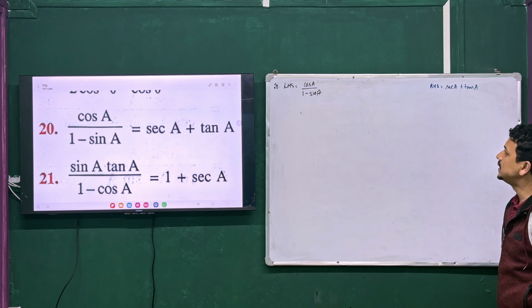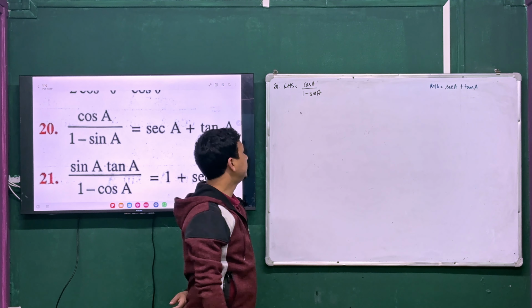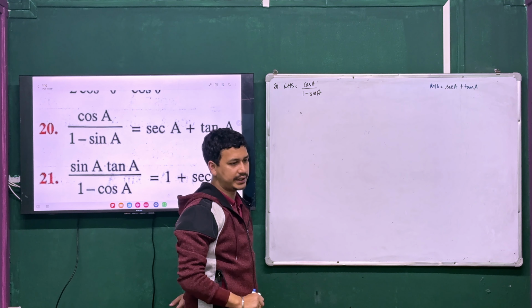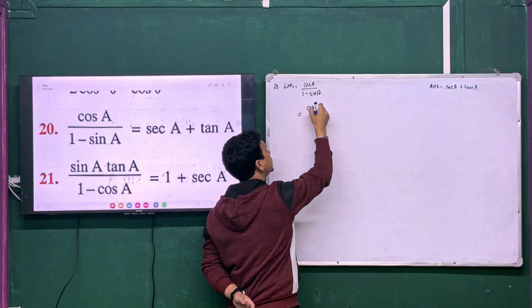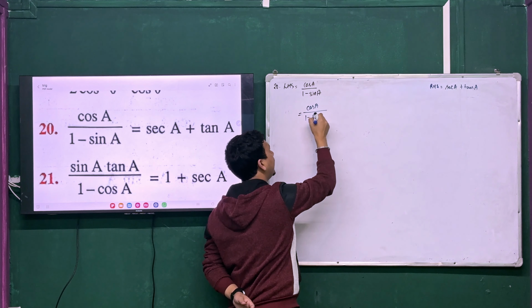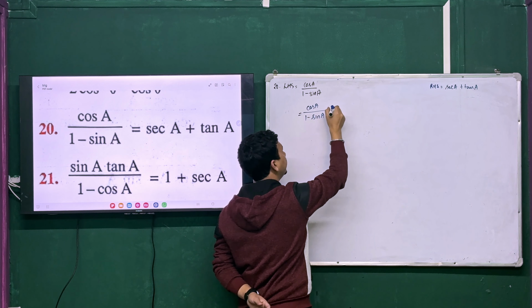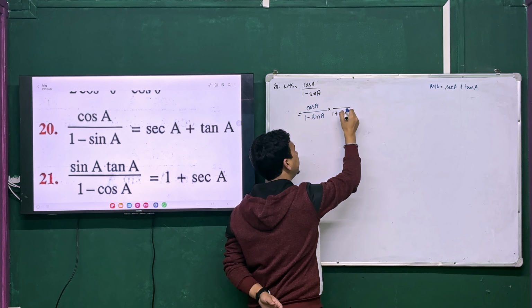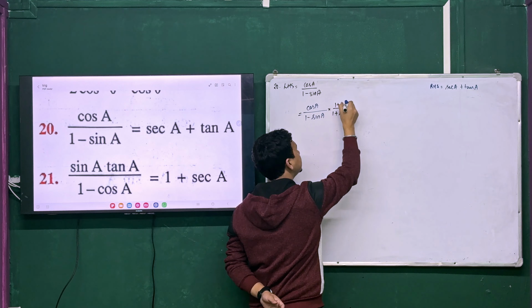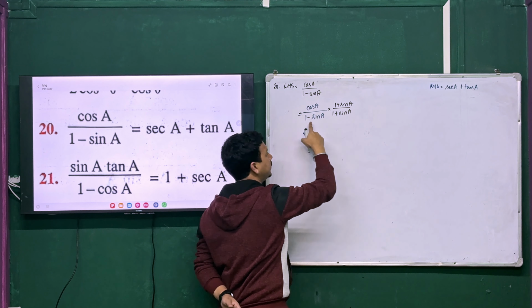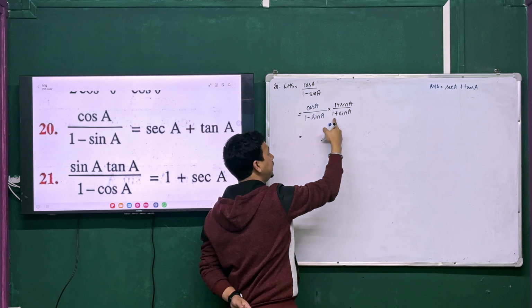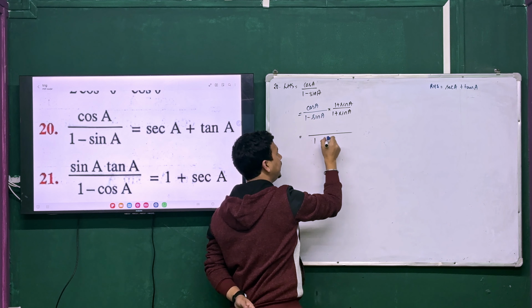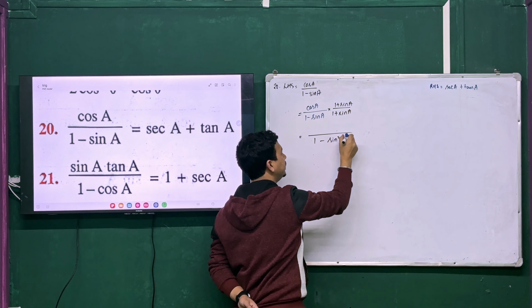So in question number 20, what do you think we should do? What we can do here is we will do rationalization again. Let's try to rationalize cos A divided by 1 minus sine A. If you rationalize, you get 1 plus sine A upon 1 plus sine A. Rationalization means the sign should be opposite. After that, A minus B, A plus B, so you end up with A square minus B square.